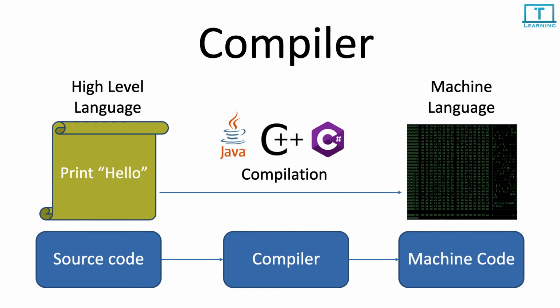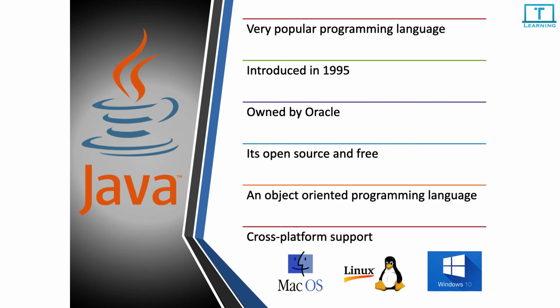The program we write in a high-level language is commonly called source code, and the process of converting source code into machine code is called compilation. That is, the source code is written in a high-level language and the compiler converts it into machine code. Well, we discussed the common terminologies in programming. Now it's time to focus on our topic.